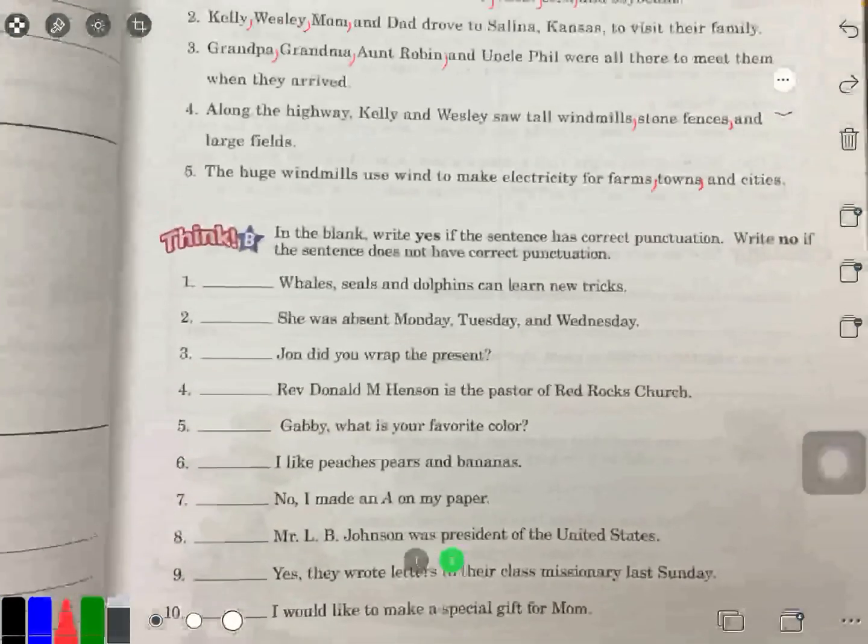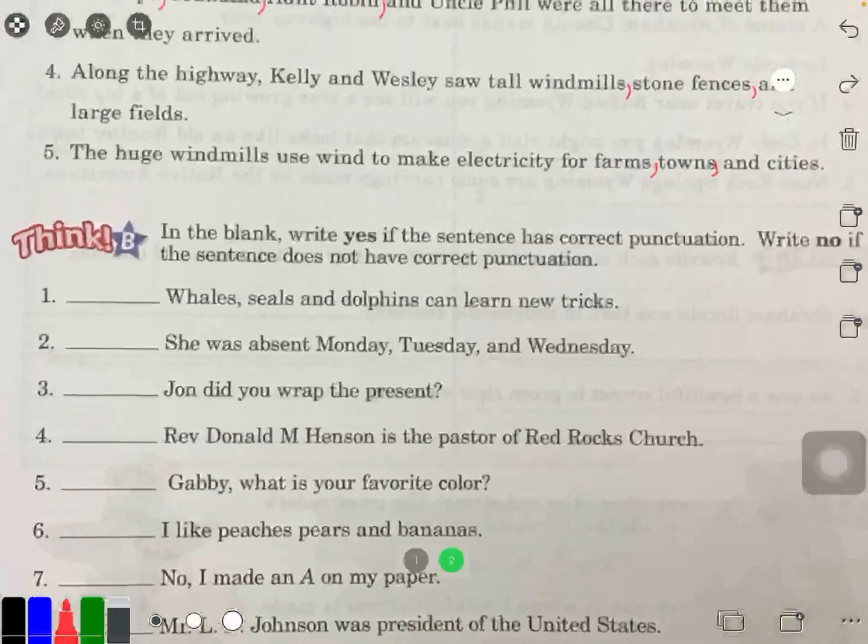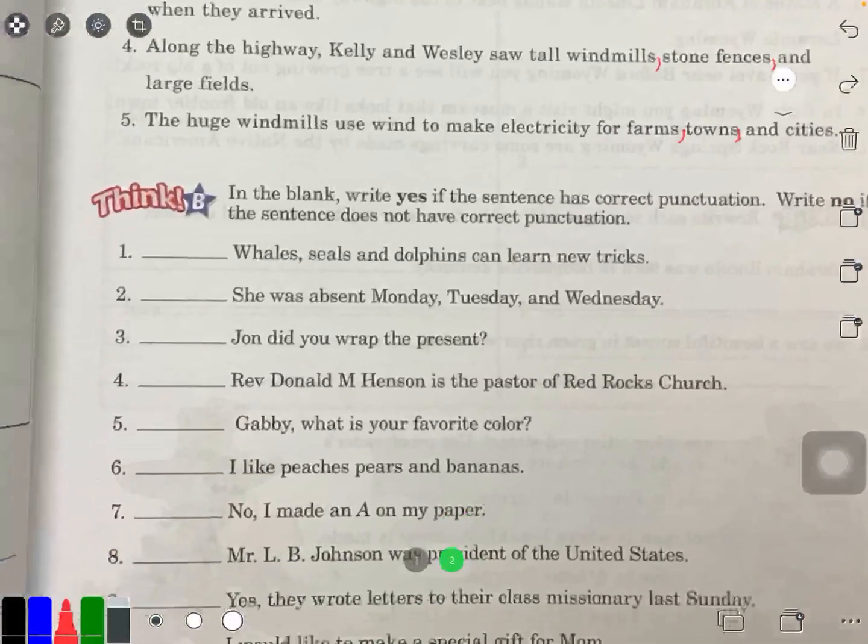Now think B, right? Think B. Okay, think B is level 5 thinking because we're grading it. We have to determine if they're using the correct punctuation marks. And if they are, we'll put yes. If not, we'll put no.